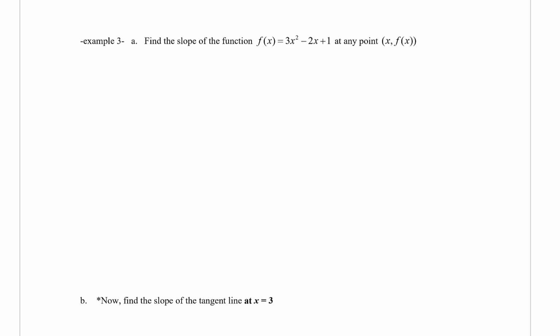Example 3a. Find the slope of the function f of x equals 3x squared minus 2x plus 1 at any point x comma f of x. So first I'm going to start off by highlighting the entire problem in yellow. And then I'm going to have an arrow pointing upwards, and I'm going to write in here, in other words, find the derivative.